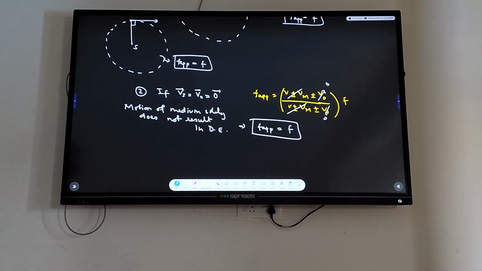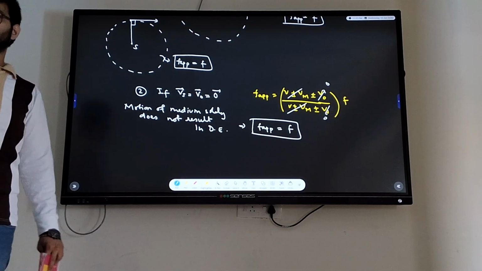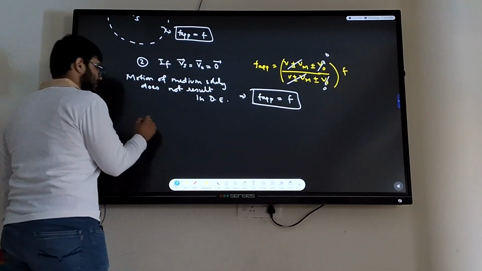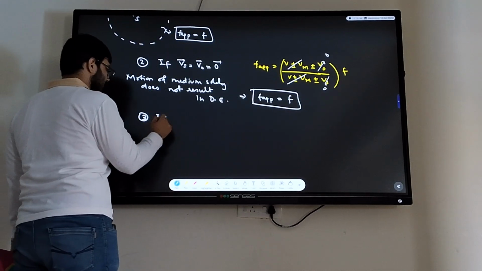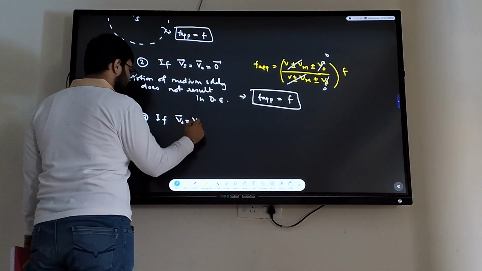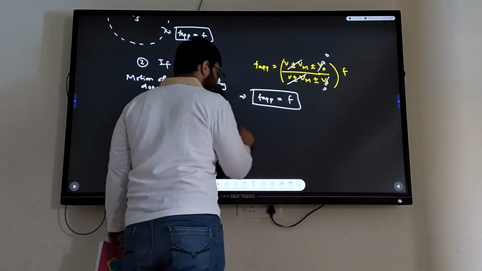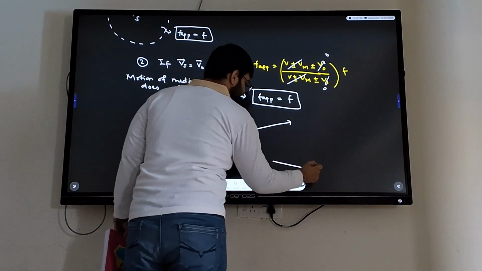Now the third point can be, what if the vectors are equal? The vectors are totally equal, then what can you say? Third point is, if the Vs vector is equal to Vo vector, then let's come back to the case that I was talking about earlier. Maybe you are making some angles like this.